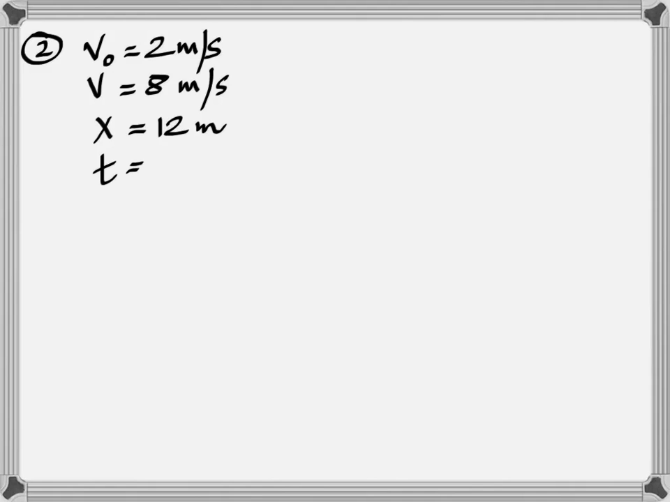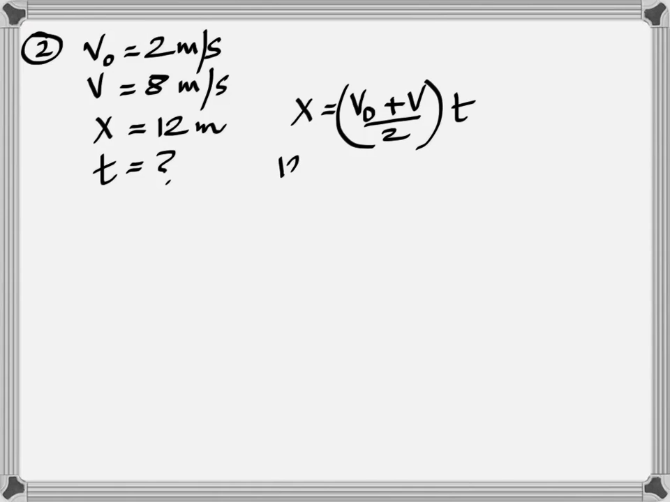In question 2, the initial velocity or initial speed is 2 meters per second. The final is 8 meters per second. The displacement is 12 meters, and you just have to find the time. So use the special equation. Displacement is average velocity multiplied by time.